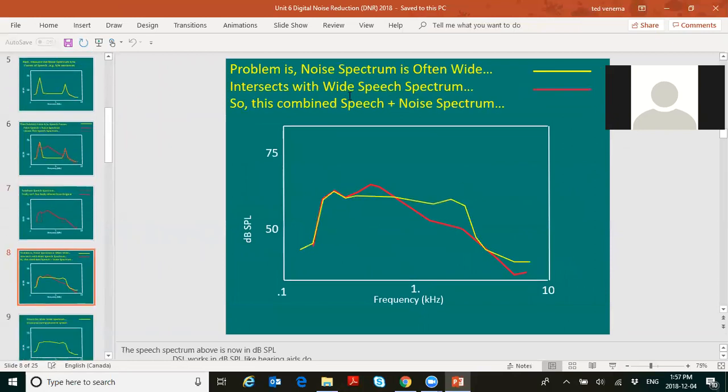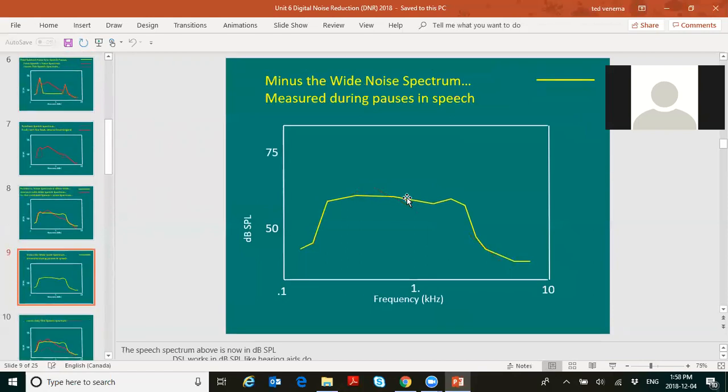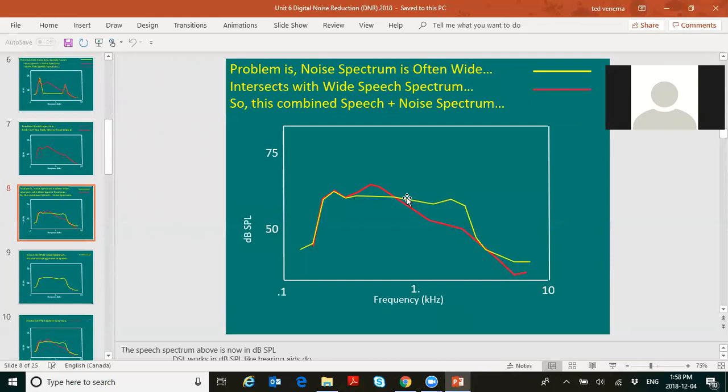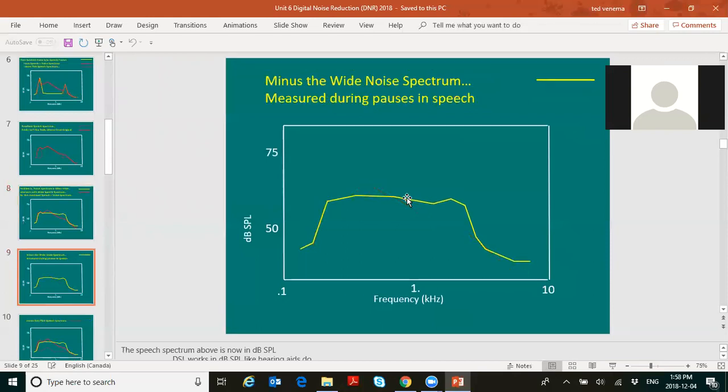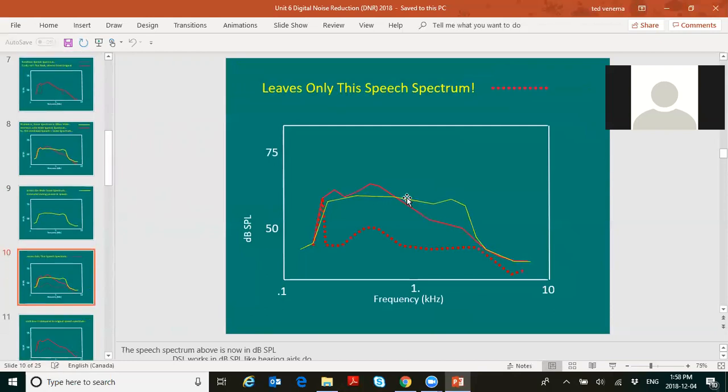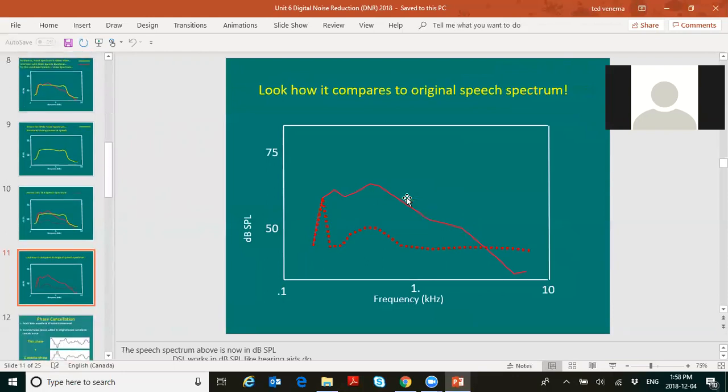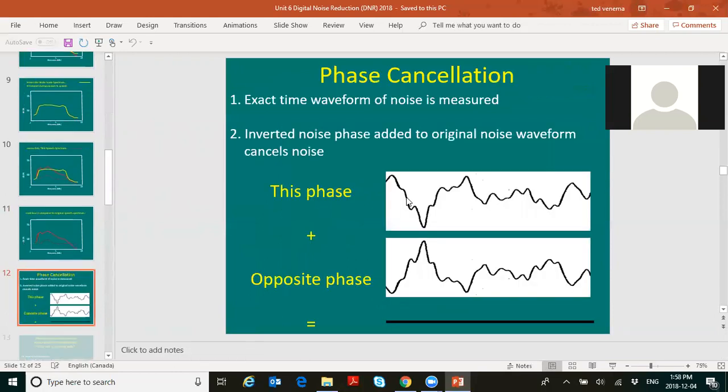Okay? Noise spectrum could be the yellow. Speech spectrum could be the red. Look at how they intersect with each other. So, if you take the spectrum of both the speech and the noise and subtract just the spectrum of the noise, you're going to end up with not very much. Okay? Instead of the solid yellow line, now you're sitting there with the red dotted line. So you've really cut things out, so spectral subtraction doesn't work.